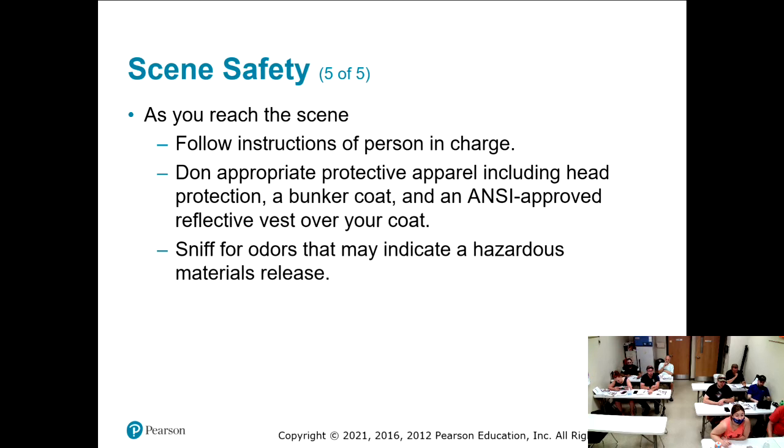And sniff for odors that may indicate hazardous material. Gas smells pretty, I think everyone here probably knows what gas smells like. If you smell gas, I'd stay away until they foam the scene.